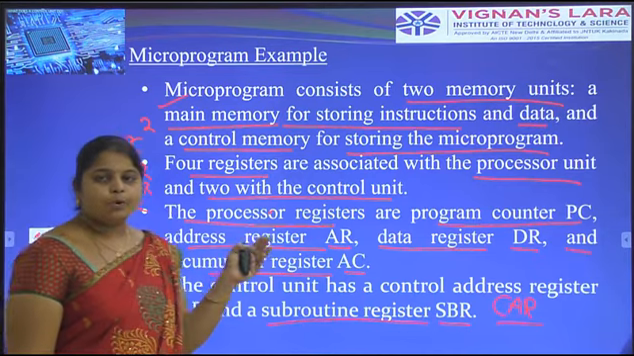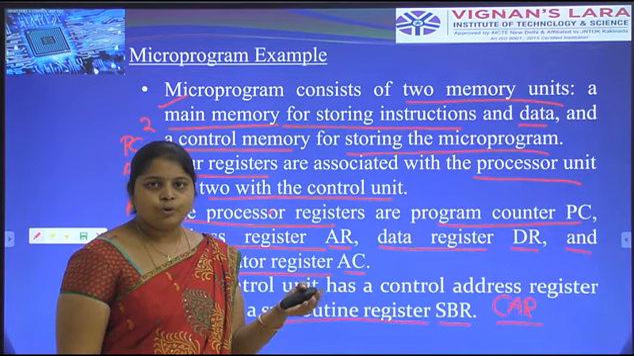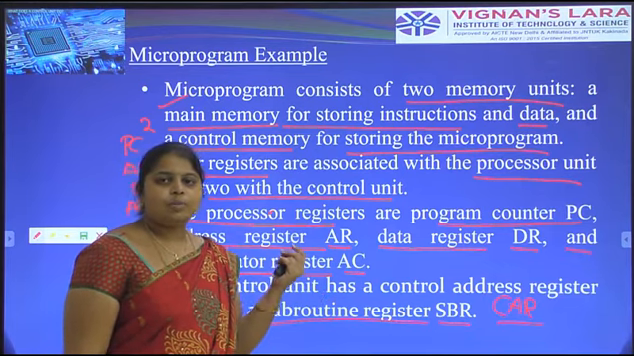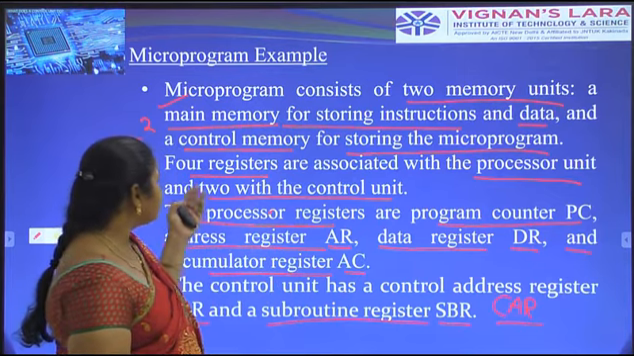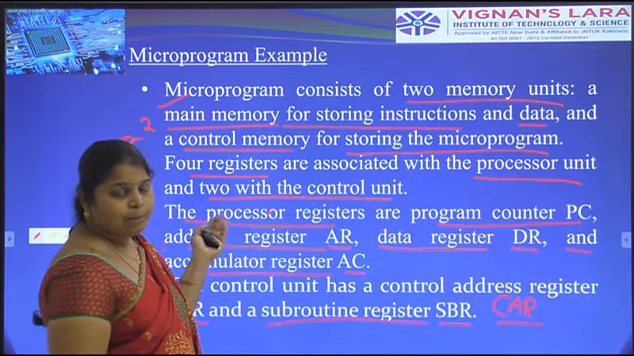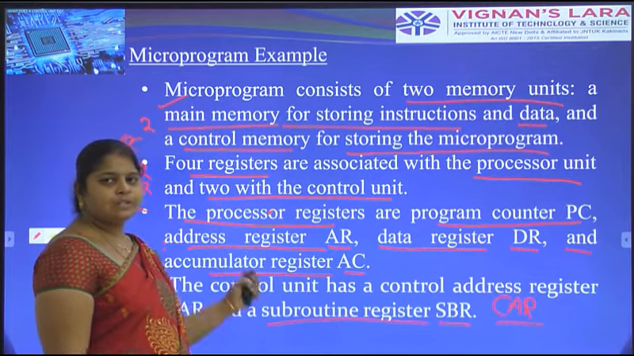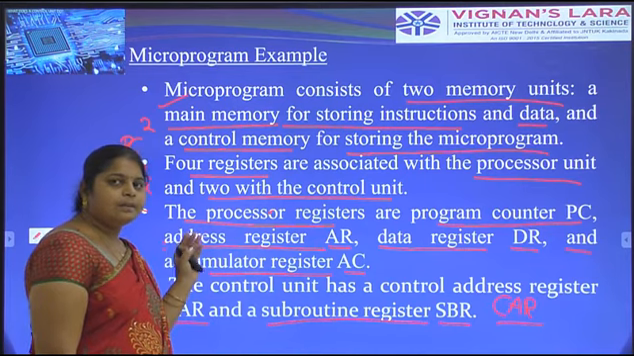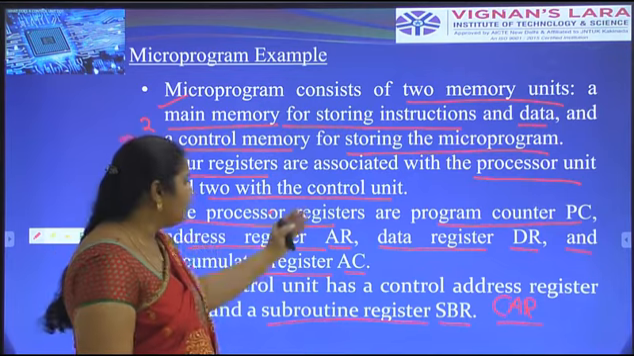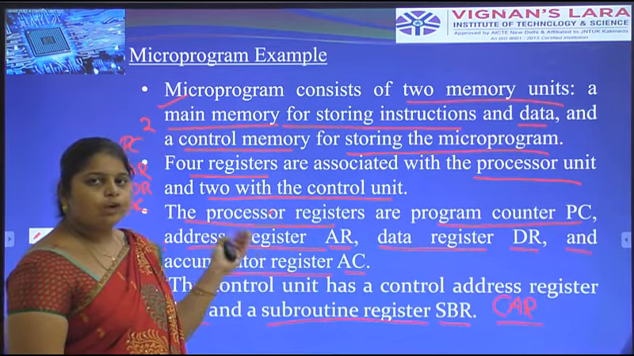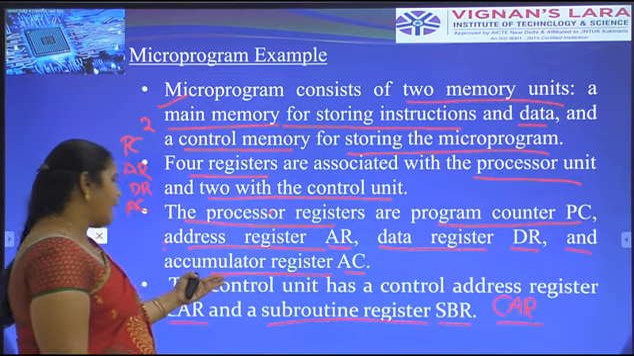What is a microprogram? A microprogram means a set of instructions, also known as microprogram or software. Here the microprogram can be classified into two units: main memory and control memory. Main memory is used to store the instructions and data. Control memory is used for storing the microprogram. Here four registers are available, two for the process unit and two for the control unit: program counter, address register, data register and accumulator register.